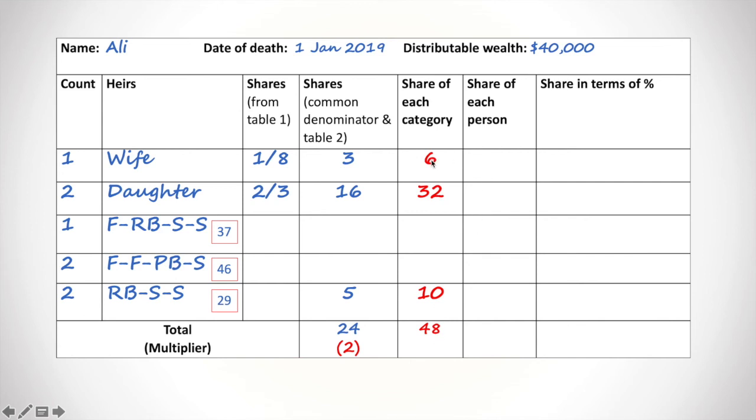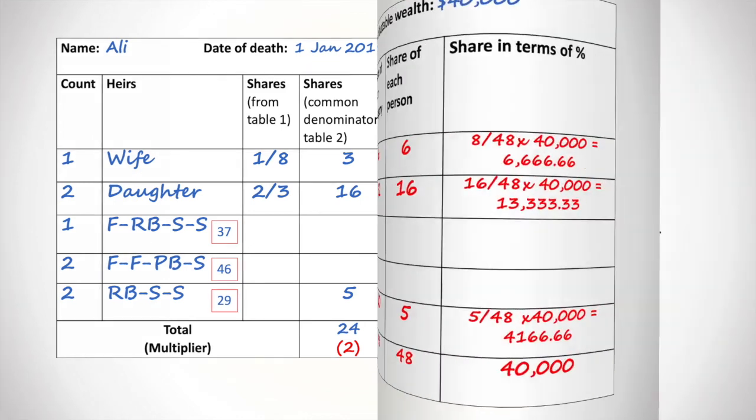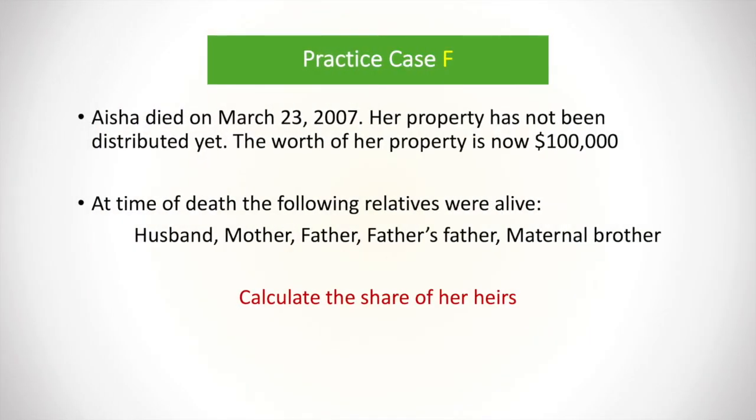The share of each person will now be: wife will get 6, each daughter will get half of 32, which is 16, and each of the real brother's sons will get 5 parts. In the last column, we calculate the share for each individual, and these are our calculations: 8 over 48 into 40,000, 16 over 48 into 40,000, and 5 over 48 into 40,000. This way we are done with this case. Moving on to the last case of this video.